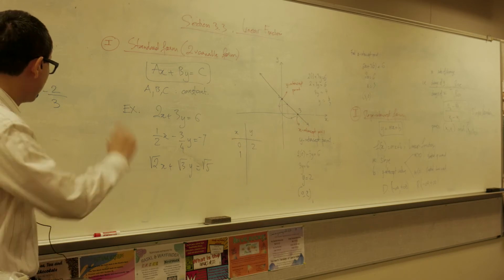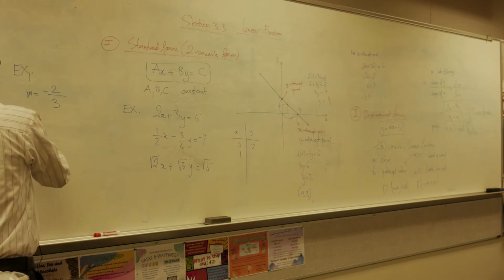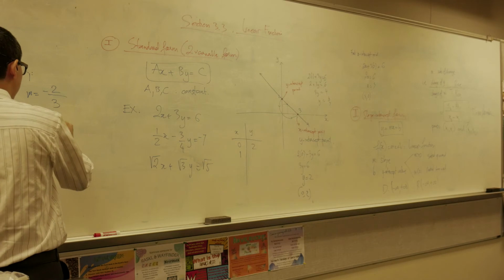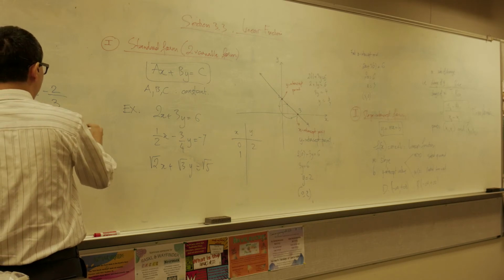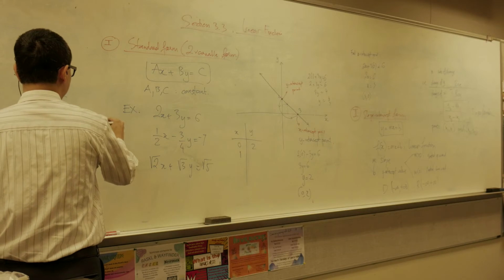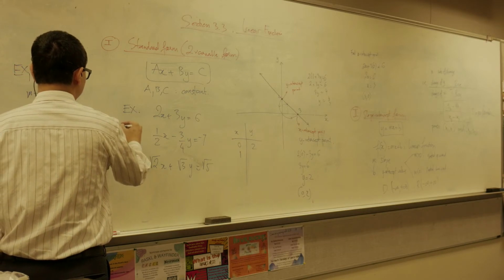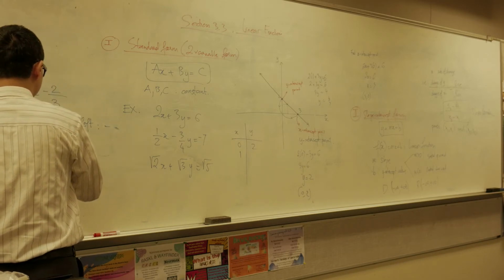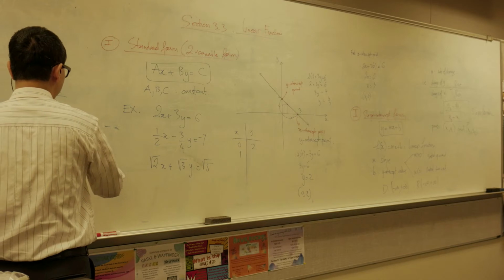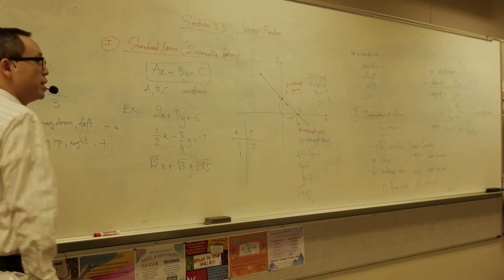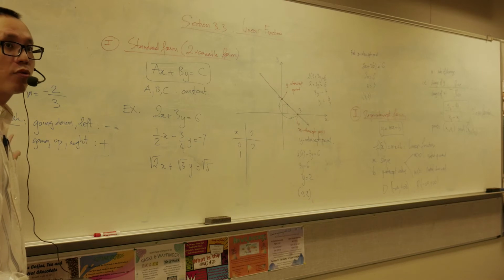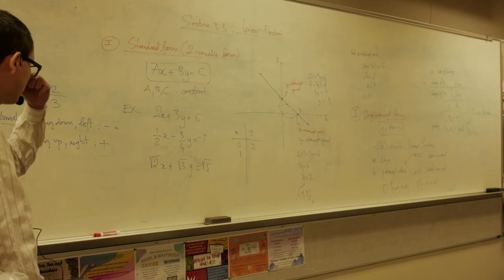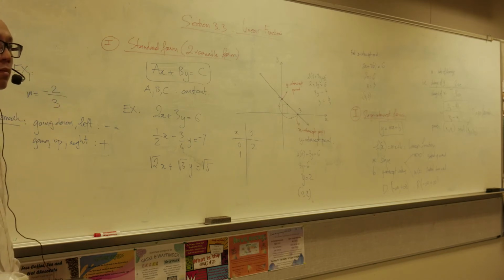So over here, I just want to put a remark, just in case you forgot. Going down or left, it's going to be negative, and going up or right will be positive. So this is the rule when you use the rise over run method to find the slope.